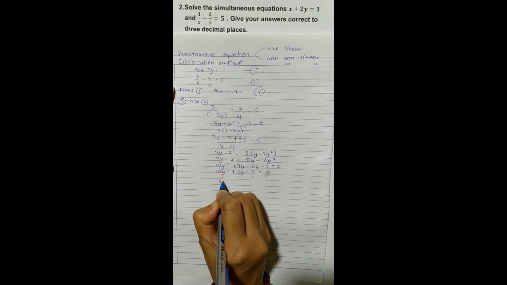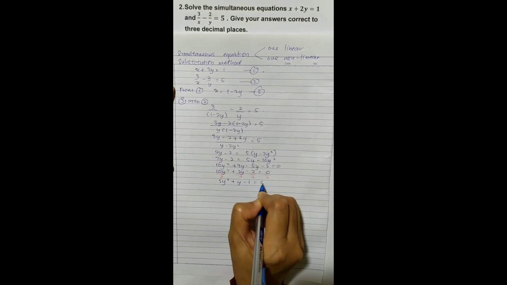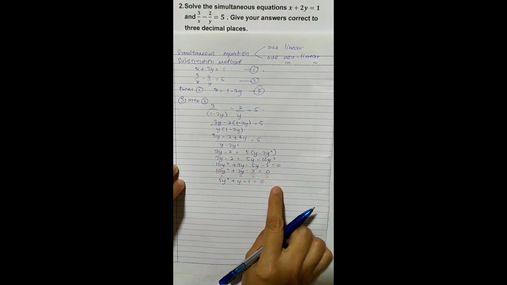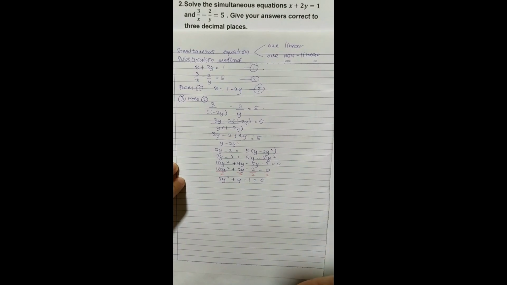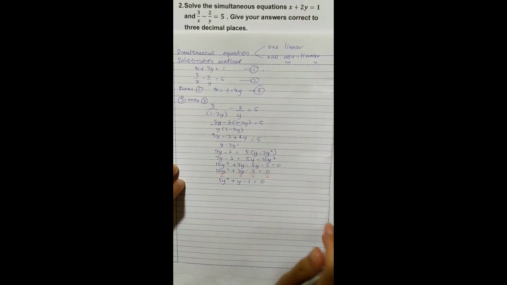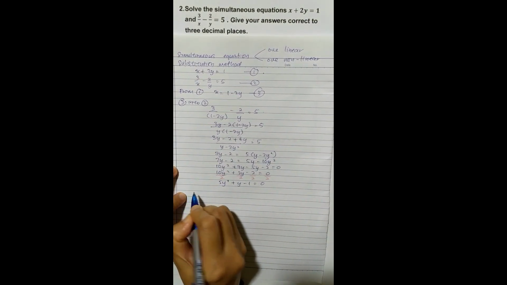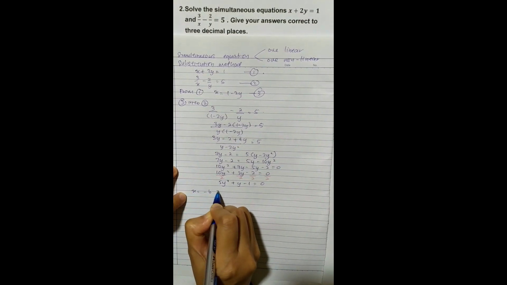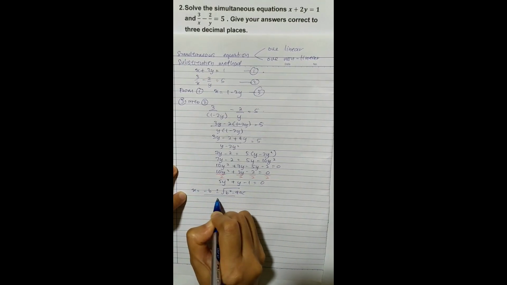Okay, so now it becomes 5y squared plus y minus 1 equals 0. Apparently this quadratic equation you cannot factorize. So we can use completing the square or the formula. To use the formula, there is a formula you have learned in quadratic equations: x equals negative b plus or minus the square root of b squared minus 4ac, over 2a.